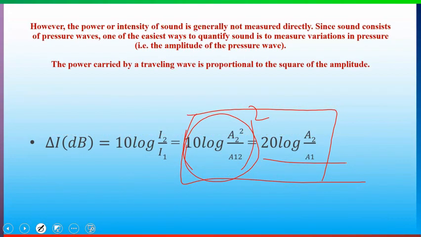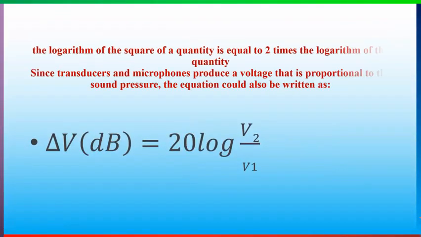So different parameters can be handled differently. Here you can see for amplitude and voltage, we'll use the 20 log equation, but for intensity and power, we'll use the 10 log equation.